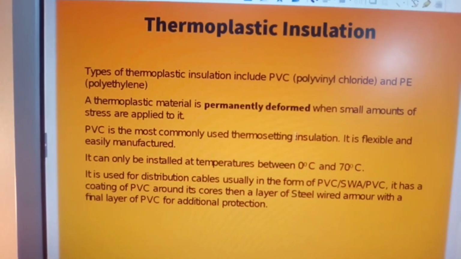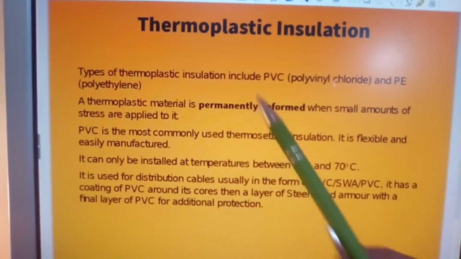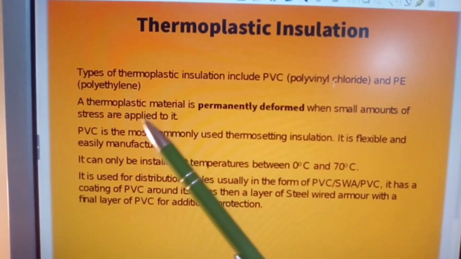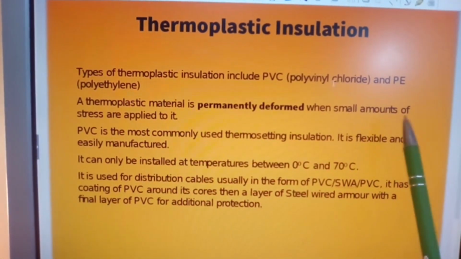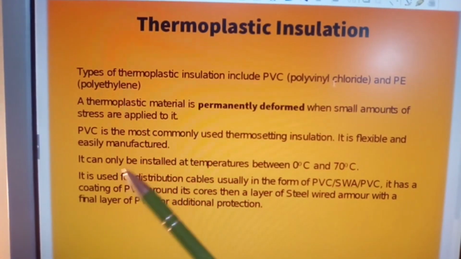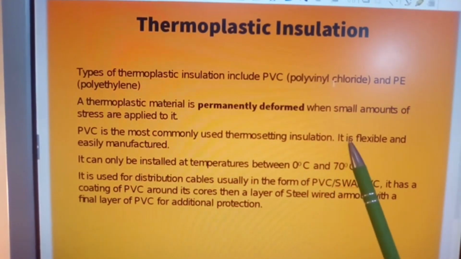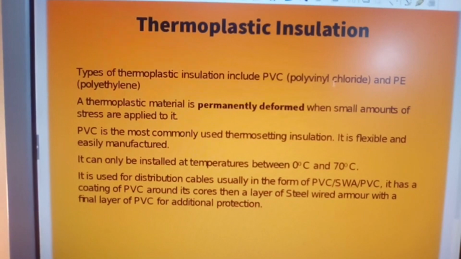Now, thermoplastic insulation. Types of thermoplastic insulation include PVC, polyvinyl chloride, and PE, polyethylene. A thermoplastic material is permanently deformed when small amounts of stress are applied to it. PVC is the most commonly used thermoplastic insulation. It is flexible and easily manufactured. It can only be installed at temperatures between 0 degrees and 70 degrees Celsius.